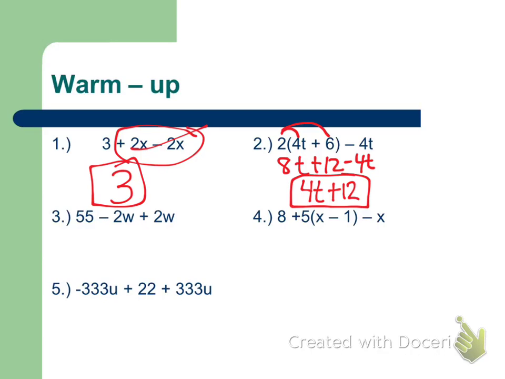All right, number 3. Danielle, what would I do on number 3? Combine like terms. Okay, what can be combined? Negative 2w plus 2w. And what does that give me? 0. So what am I left with? 55. Wonderful. Positive 2w and a negative 2w combined to 0, so we're just left with 55.